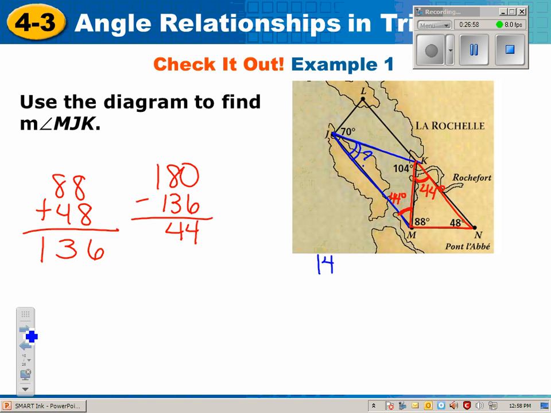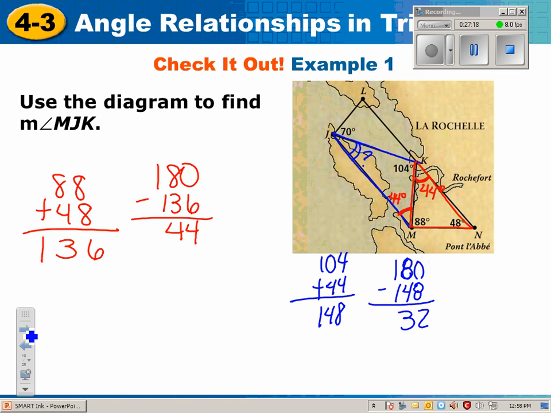Okay, so 104 plus 44 is 148, and now we're going to subtract that from 180. And what do I get? 32 what? Degrees. Questions? What theorem did we use twice there?